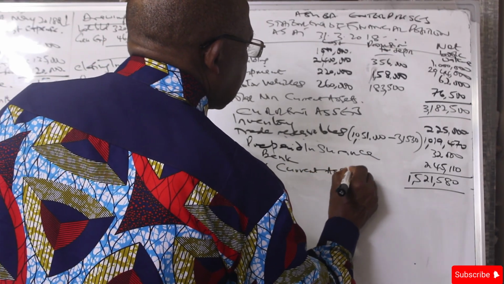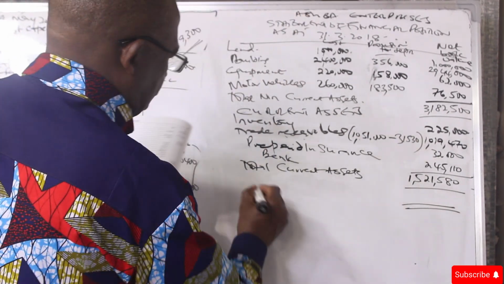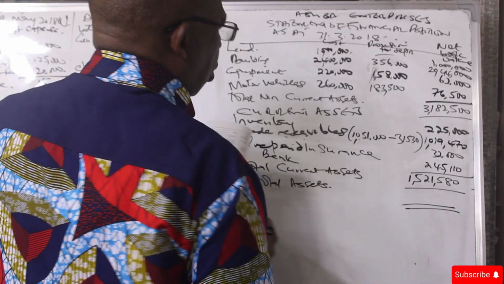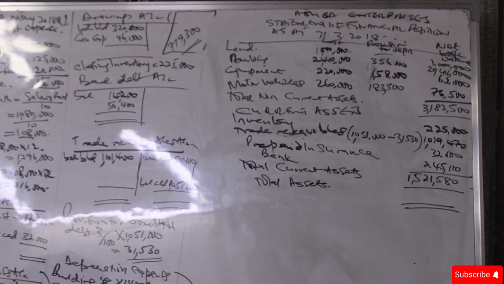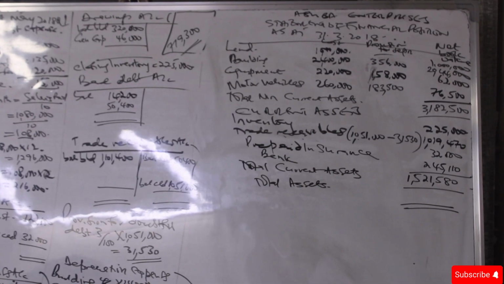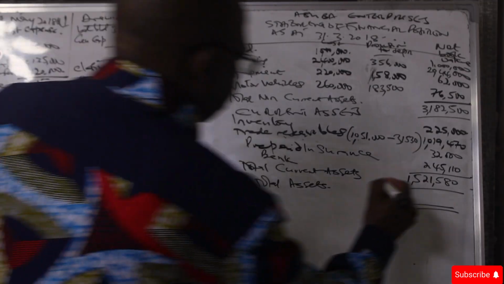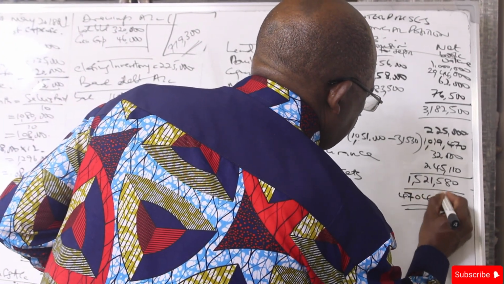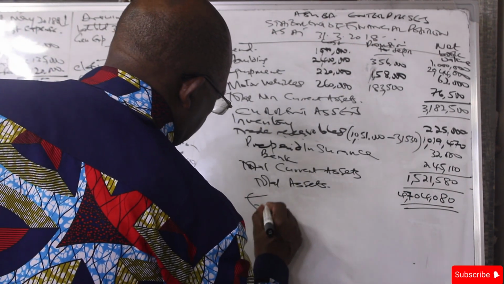Total current assets. We add to the non-current assets to get total assets. We add non-current assets of 3,182,500 plus 1,521,580. We get a figure of 4,704,080. And then where did we get the funds from?